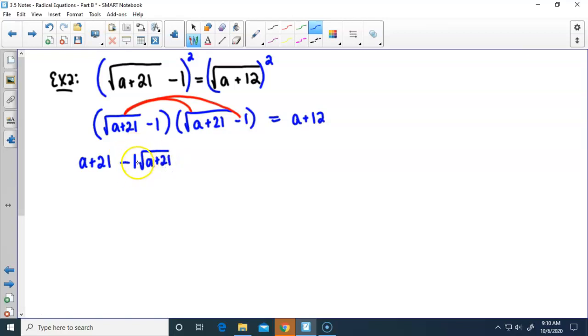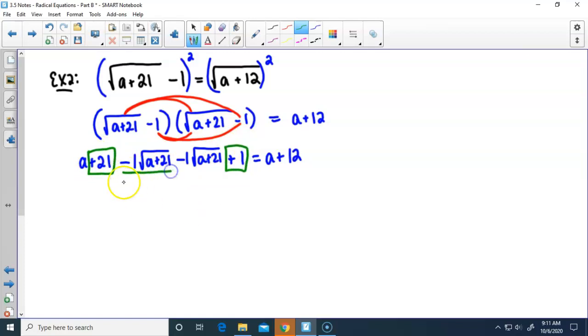You don't need this here, but it helps some students see what we do when we're combining here, so I'm going to leave it. We'll have another -1 times the square root of a plus 21, and then -1 times -1 is +1. And this all equals a plus 12. And so now we can combine any like terms. So I could put my 21 and my 1 together. I also can combine my -1 square root of a plus 21s.